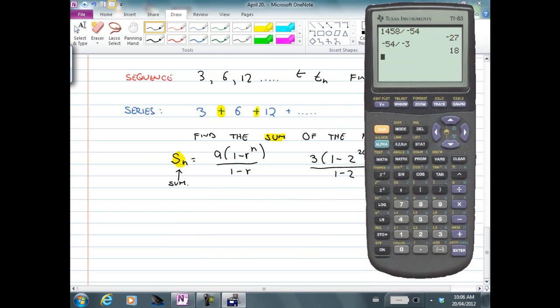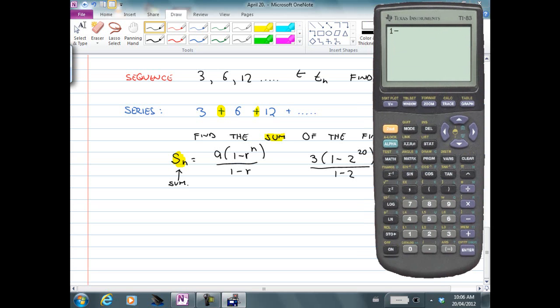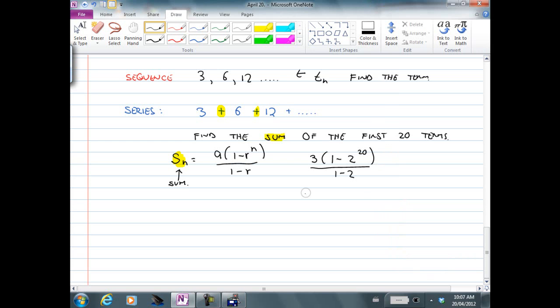Okay. So I'm going to work with the bracket first. I go 1 minus 2 to the power of 20. So you have to work with this first. It gives you some insane number. Multiply this by 3, and divide it by -1. And you should have 3,145,725. That's it. And this is called your sum formula.